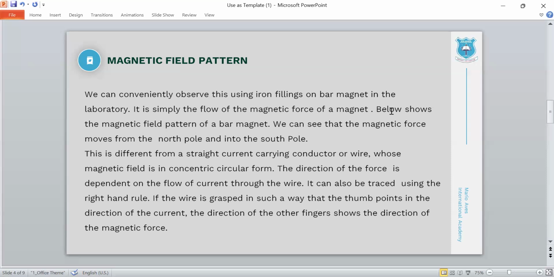It can also be traced using the right-hand rule. If the wire is grasped in such a way that the thumb points in the direction of the current, the direction of the other fingers shows the direction of the magnetic force. We can see that in the next two slides, which I will explain in detail.